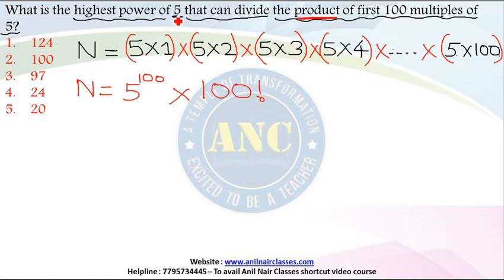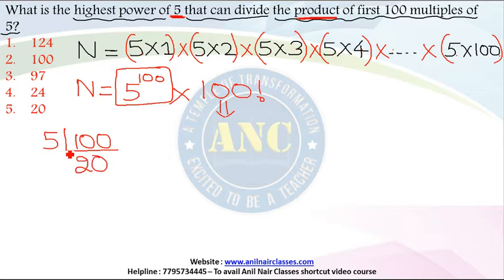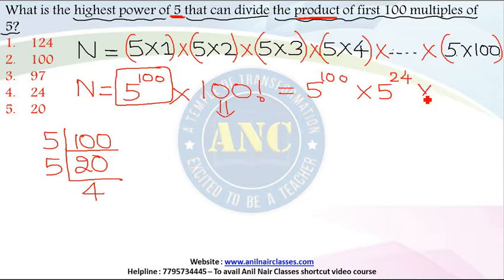Your question is the highest power of 5. Already 5 power 100 is present. And in 100 factorial also, there will be some powers of 5. Let us find how many powers of 5 are present in 100 factorial by dividing 100 by 5. 100 divided by 5 is 20. 20 divided by 5 is 4. I cannot further decompose. So 100 factorial has 24 fives: 5 power 24 into some constant. So it is 5 power 124 into some constant.